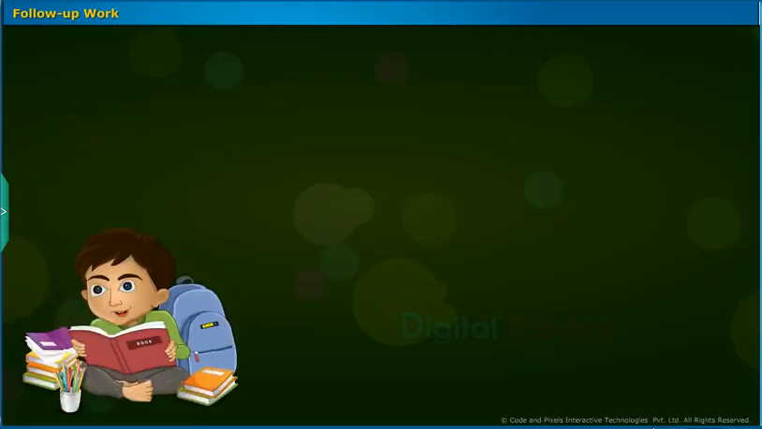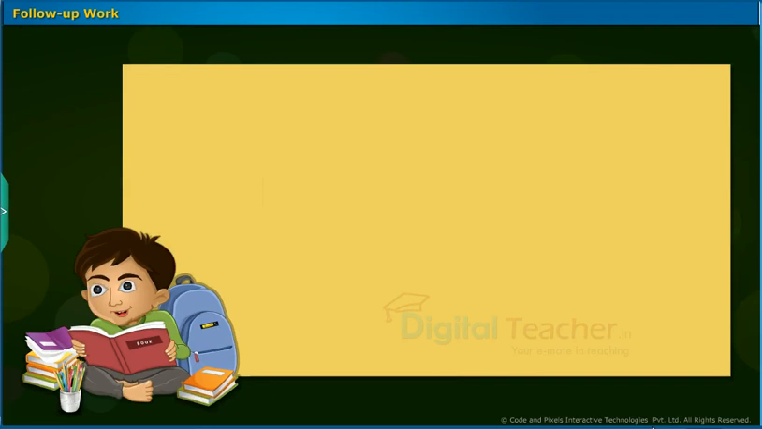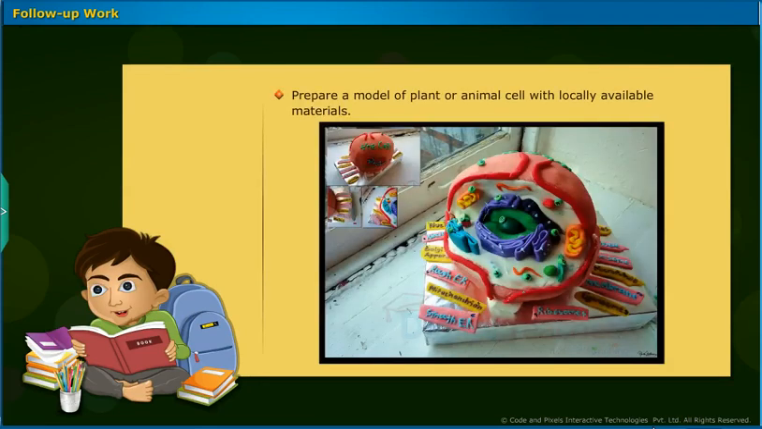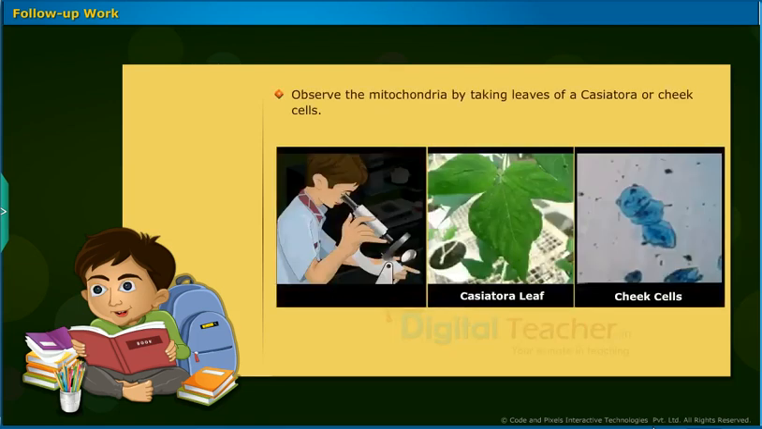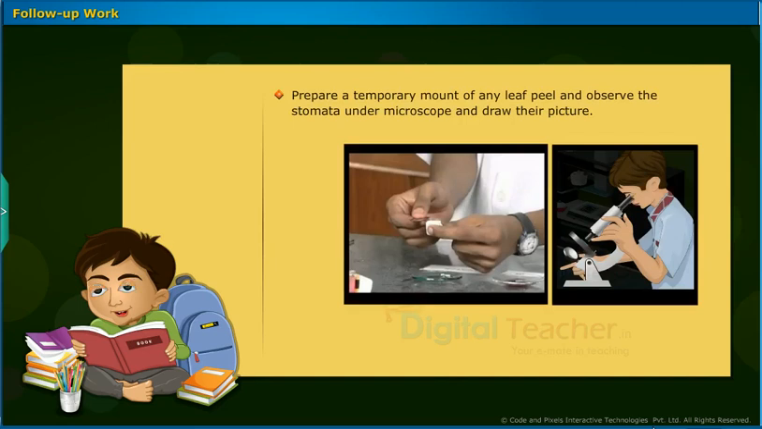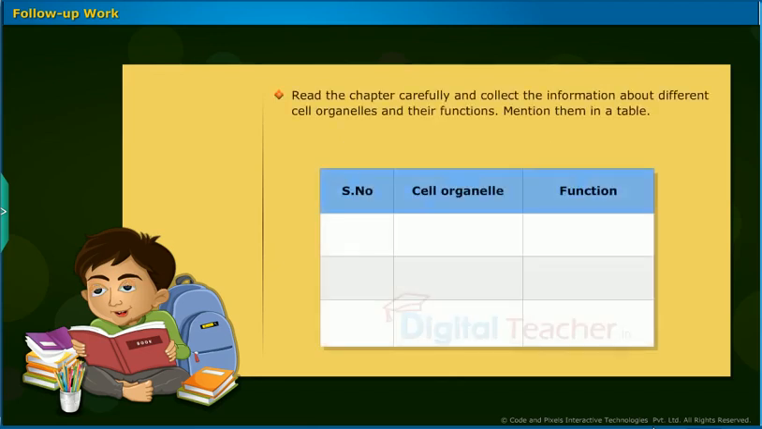Follow up work. Take up the following activities. Prepare a model of a plant or animal cell with locally available materials. Observe the mitochondria by taking leaves of cassiotora or cheek cells. Prepare a temporary mount of any leaf peel and observe the stomata under a microscope and draw their picture. Read the chapter carefully and collect the information about different cell organelles and their functions. Mention them in a table.